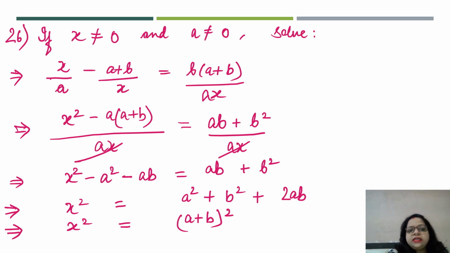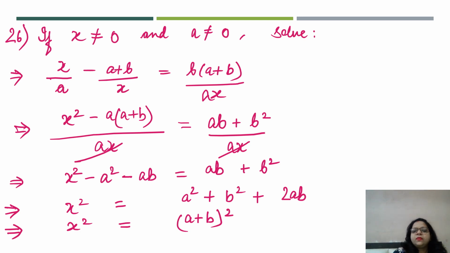On the left hand side, if we take the LCM, it will come to ax in the denominator. So x into x will give you x square minus a into a plus b. Ax and ax can get cancelled. The denominator will be cancelled on both sides. x square minus a square minus ab is equal to ab plus b square. x square is equal to a square plus b square plus 2ab, that is equal to a plus b the whole square.